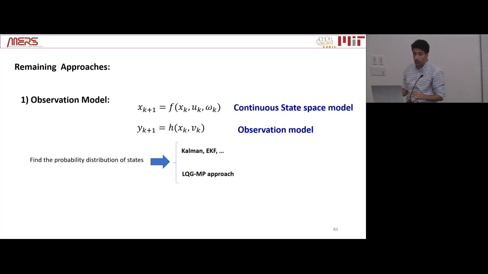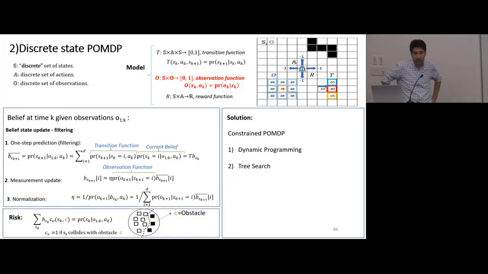What do I mean by this? If we are at time k and I want to plan for a future finite horizon, I don't have access to my future observations. So future observations are random. In this case, we can use the LQGMP approach that modifies the Kalman equations and finds the new way of calculating the uncertainties. Next, I assumed that my states are continuous.